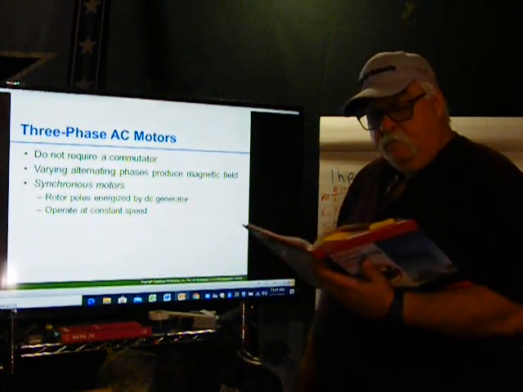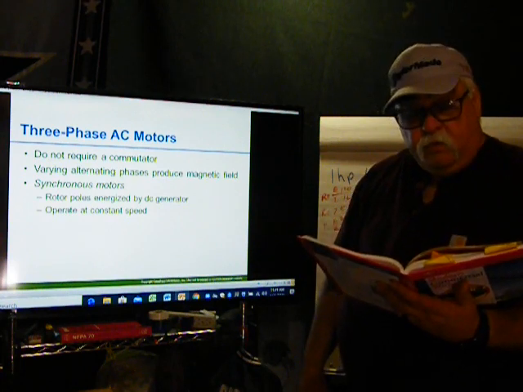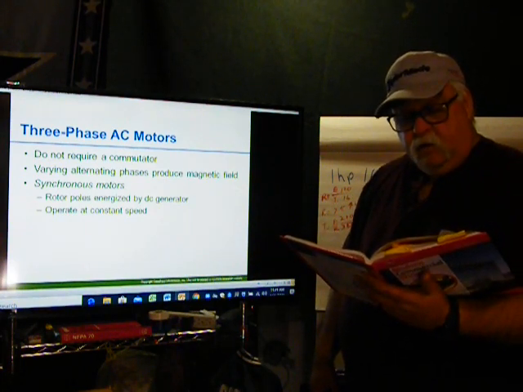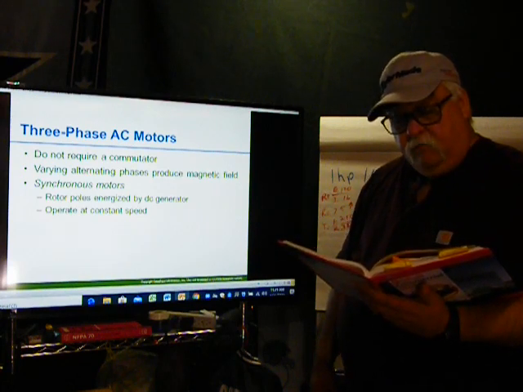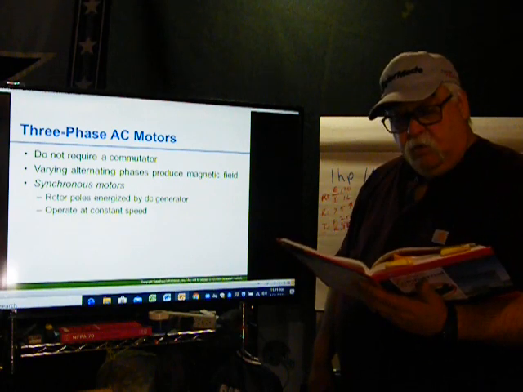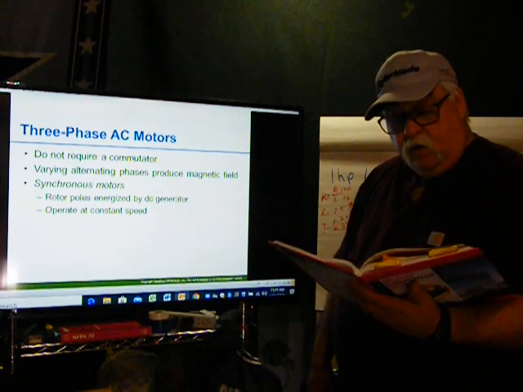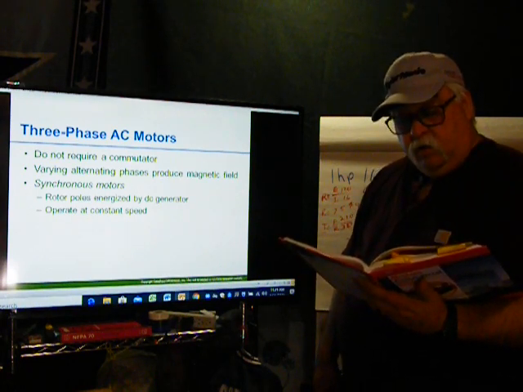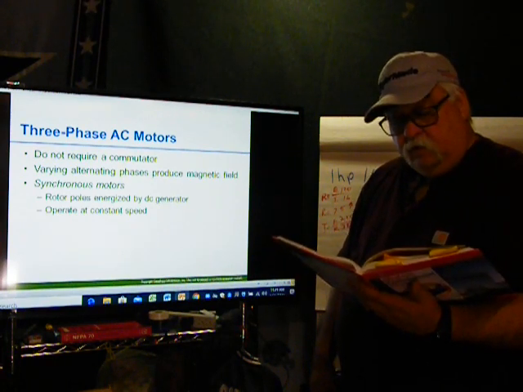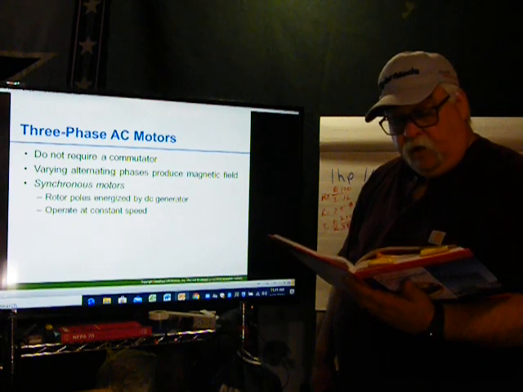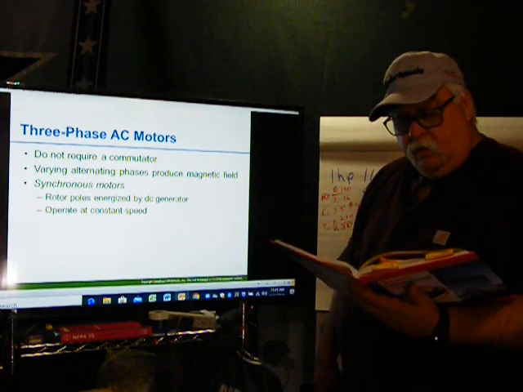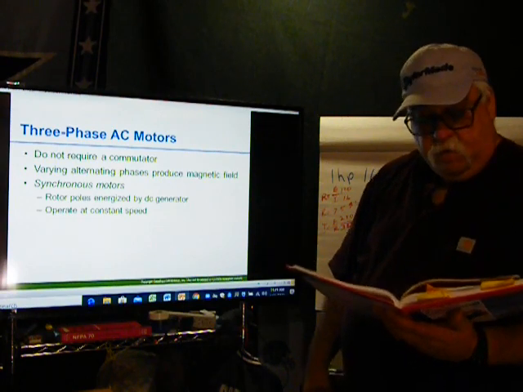Three-phase AC motors. Three-phase induction motors do not require a commutator to change the polarity of the current. The varying alternating phases produce a magnetic field that drives the rotor. Synchronous motors have rotor poles that are energized by a DC generator called the exciter. These motors operate at constant speed and have a controllable power factor that can be adjusted by the motor operator. They are rarely smaller than 25 horsepower.